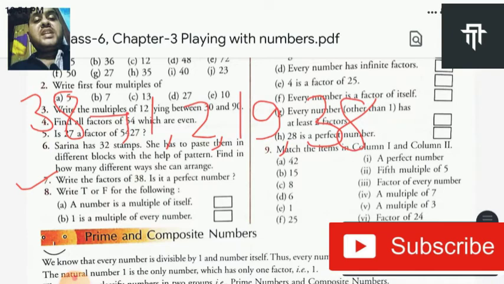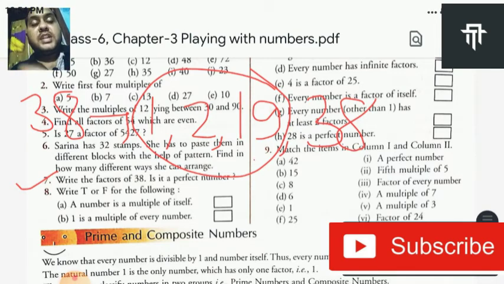So is it a perfect number? How can we find out the perfect number? We have already discussed in the theory portion that for finding the perfect number, we have two methods. First method is to add all the factors except the number itself. So 19 plus 2 is 21, plus 1 is 22... we get 23. Twice of 23 must be numerically equal to 38; then only it is a perfect number.